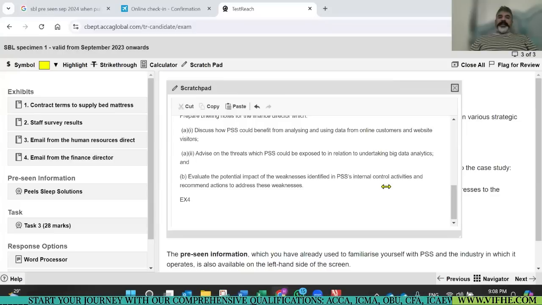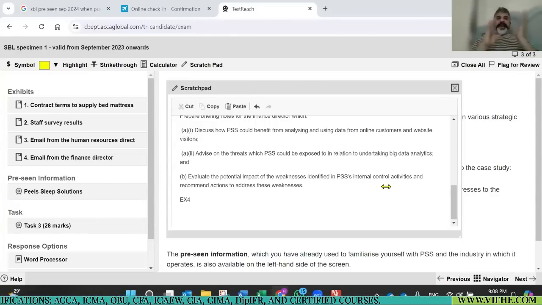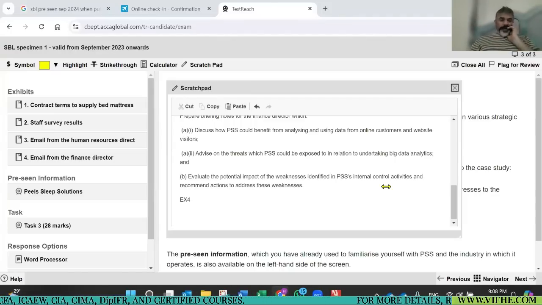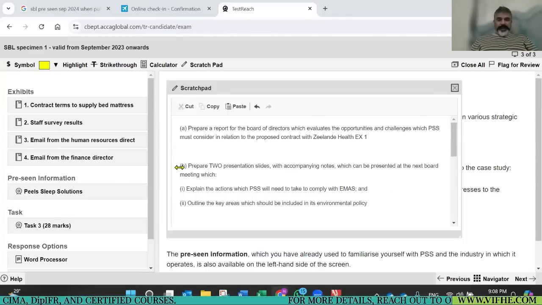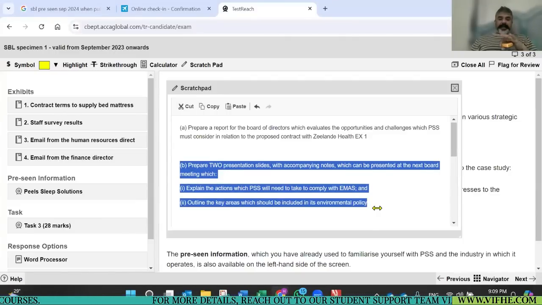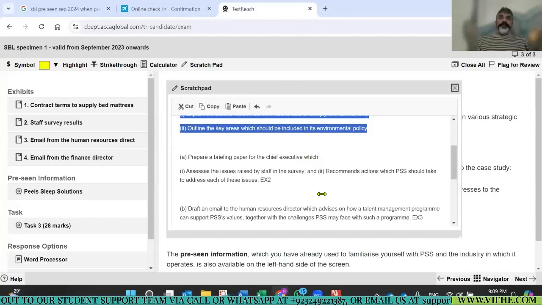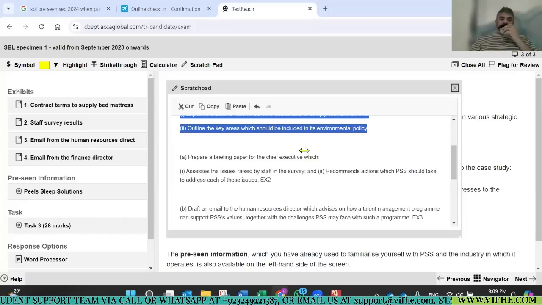First of all, we copy pasted the requirements on the scratch pad. Then we went through the requirements. Then we look at the list of exhibits and we try to identify which exhibit to which question. All done. So now I know that the question number 1B does not have any exhibit. So that's very scary, right? Because when there is an exhibit, it's easy for us to read the exhibit and identify points. But when there is no exhibit, then we have to use the pre-seen, we have to use the overall, we have to cook up something, right?